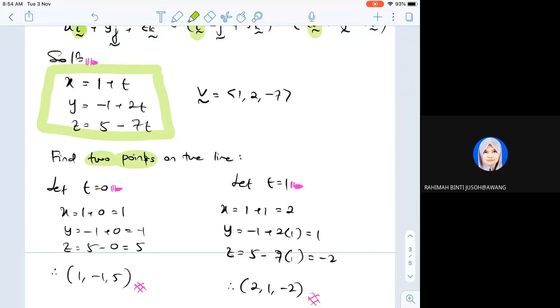How do we find the parallel vectors? By looking at the coefficients here. This is 1t, this is 2t, this is negative 7t. Okay, so that's how we find the parallel vector from the parametric equations.